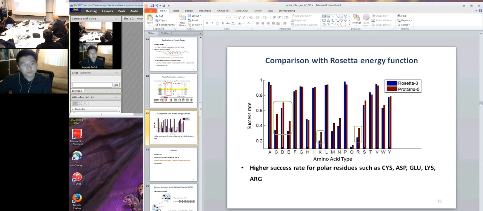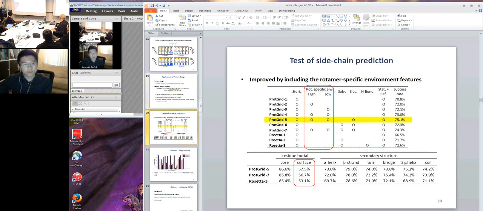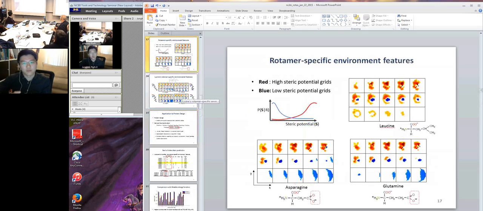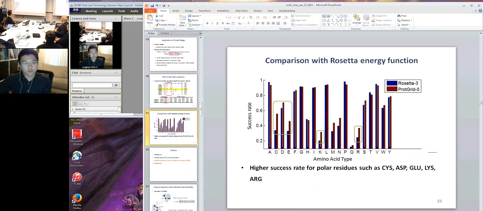So basically, we have two different studies. In the first study, I tried to see how each rotamer state has different interaction patterns with the surrounding residues. And in the second study, we developed a general statistical potential for the protein structure prediction problem. So slide 20, yeah, this slide shows the first study.